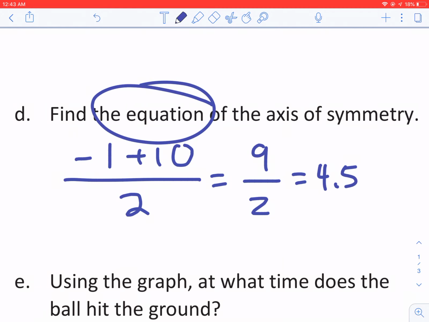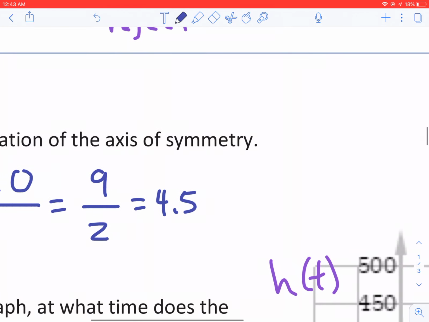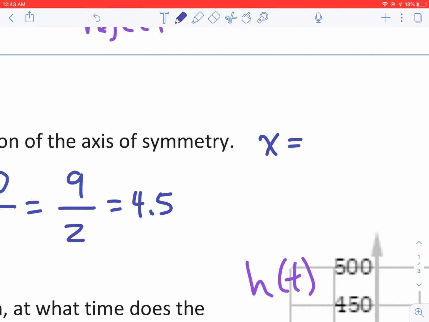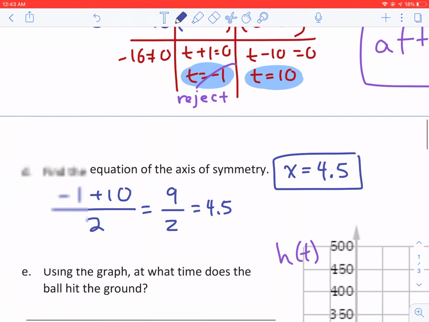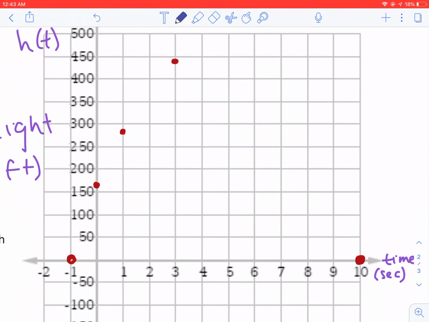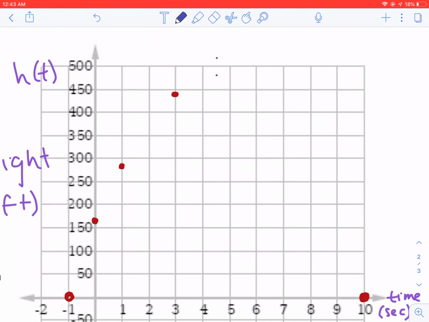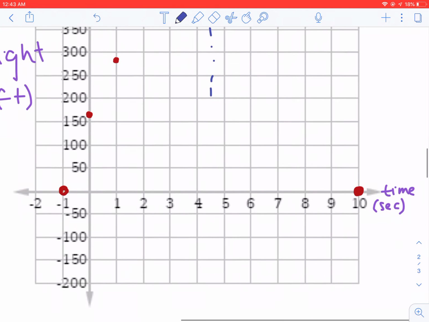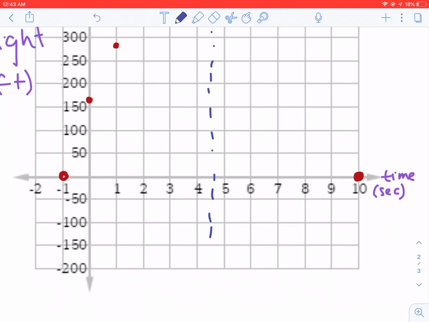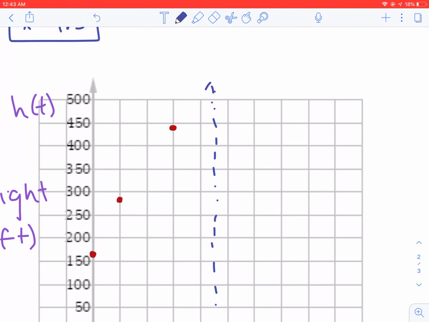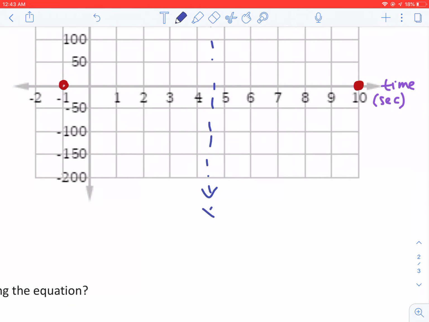This asks for the equation of the axis of symmetry. So the equation of the vertical line is x equals, and so the equation is x equals 4.5. Alright, so I'm going to go to 4.5, and I know that is where my axis of symmetry is. X equals 4.5.